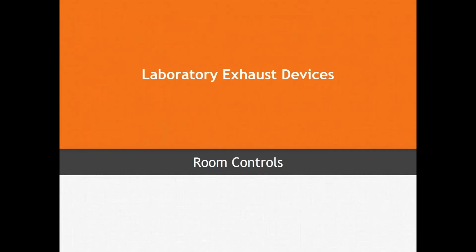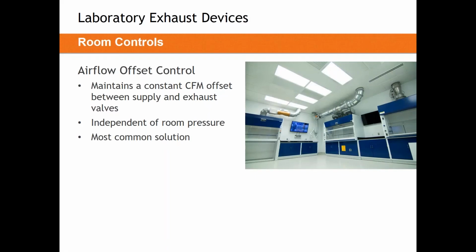We only have a few minutes left here, so I'd like to talk briefly about room controls. How do we integrate this into the lab at large? Some of you may have seen this before, but there's generally 2 theories on how to control room pressure. Labs are typically negative spaces, so how do we control that negative pressure? The most common way in a laboratory is airflow offset control, which you might also call volumetric control or volumetric offset or tracking control. Those are all the same thing.